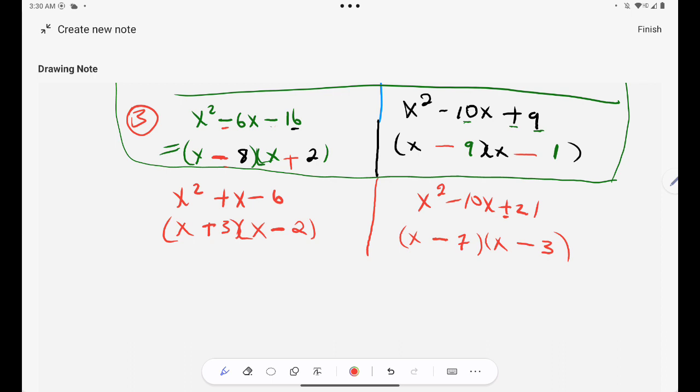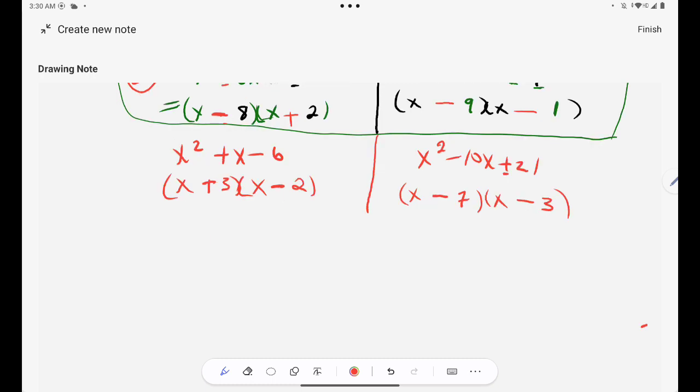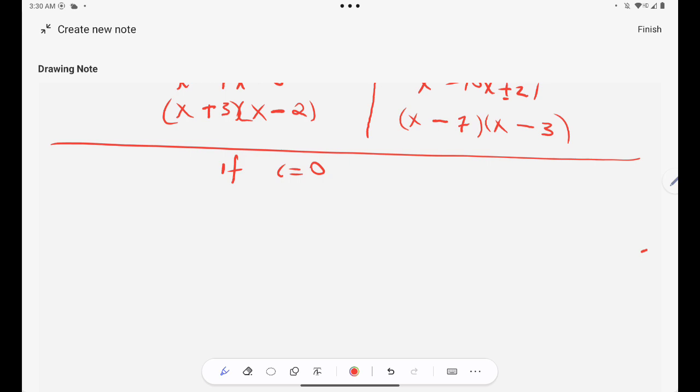I hope you guys understand. This is how you factorize a quadratic trinomial. Are you together? There are instances whereby yes, the expression is quadratic, but it doesn't have 3 terms. Let's start by checking if c is equal to 0. We have 2x squared plus 4x. You're supposed to factorize this.